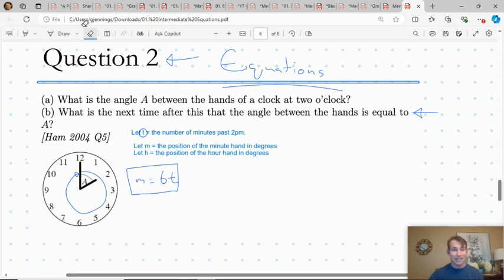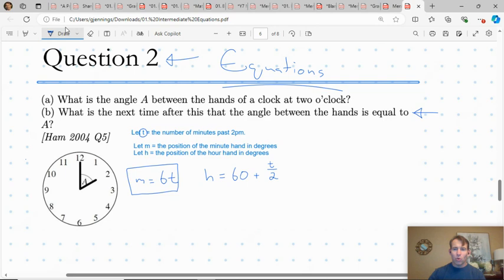It's nice and easy. But h is a little trickier. So h is equal to, well, first of all, we're starting 60 degrees turned. So we're 60 degrees plus some amount of t. In 60 minutes, we are going to travel from here to here. That's 30 degrees between 2 and 3. So in 60 minutes, it travels 30 degrees. So it's not hard to show that for every minute that passes, we move 1/2 of a degree. So there are our equations.